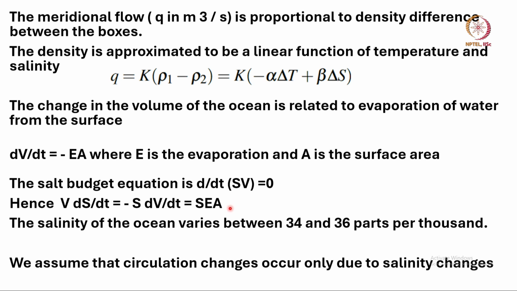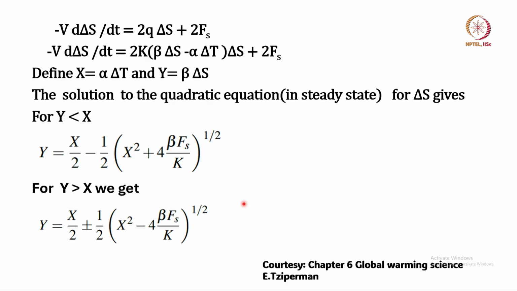A is the area of the ocean. One point is that the salinity in the ocean varies between around 34 to 36 parts per thousand. And we are going to assume that all the change in the circulation occurs only due to salinity. This is a simplification. In reality, both the temperature and salinity change contribute to the change in density and the flow rate, but we will only focus on the change due to salinity.